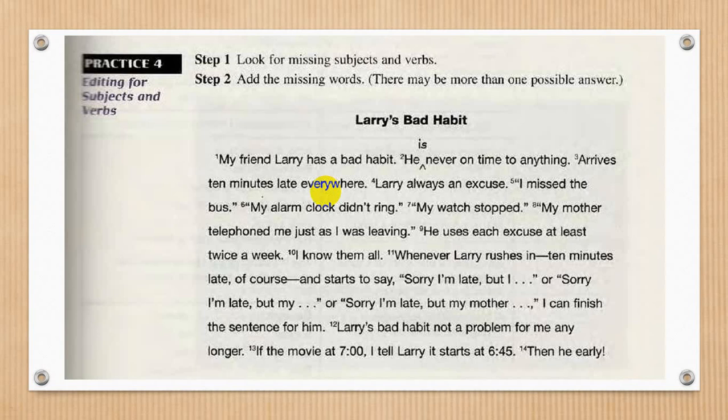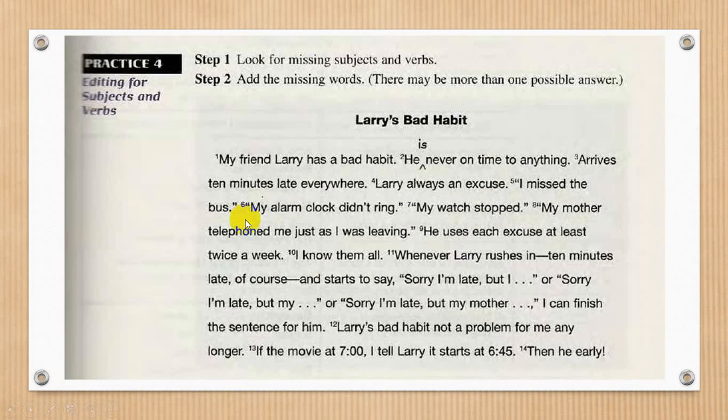Larry always an excuse. Larry okay فاعل, always an excuse تكملة، وين الفعل؟ Larry always has an excuse، أو قد تكون Larry has always an excuse. طبعا always هو ظروف وراح تأخذون فيما بعد إنه ظروف متحركة ممكن تصير بكل مكان. I missed the bus. Okay صحيحة. My alarm clock didn't ring. Okay صحيحة. My watch stopped. Okay صحيحة، بها فعل وفاعل.